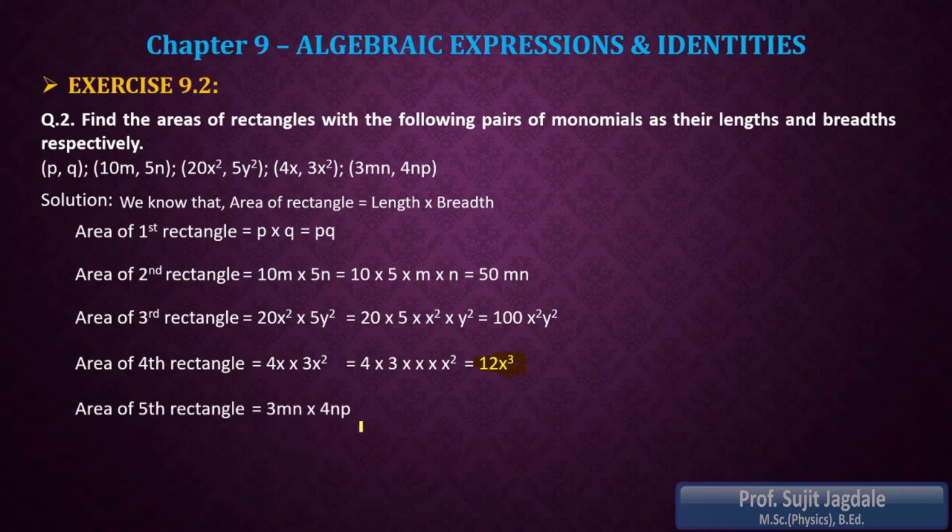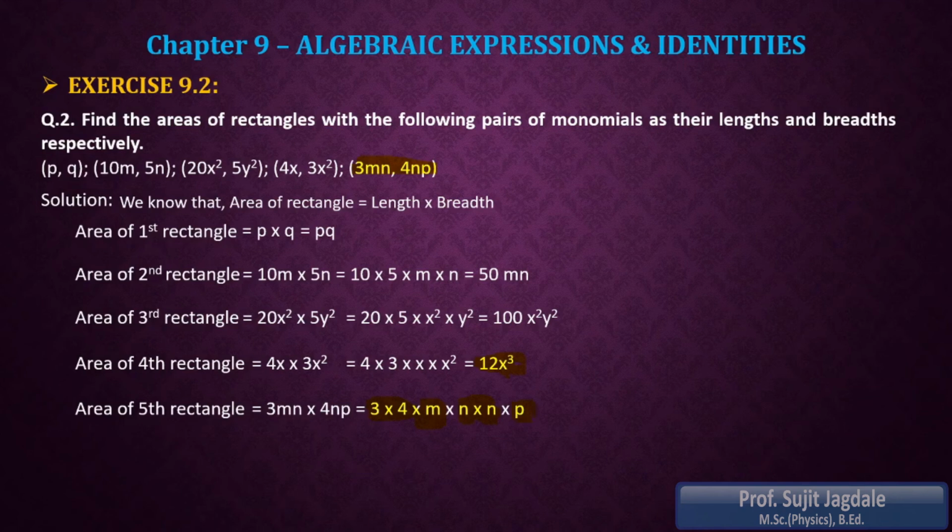Next one, 3mn into 4np. So next pair is 3mn into 4np. So now here two numbers are there, 3 into 4. After that m, so there is no common variable for m, so m will be as it is. After that n, but in the second expression also n is repeated, so I am taking n into n, similar variables or like variables, and last one is p is going to be as it is.